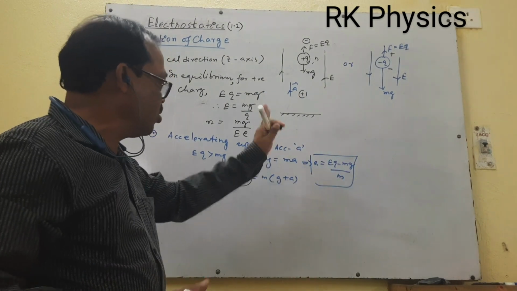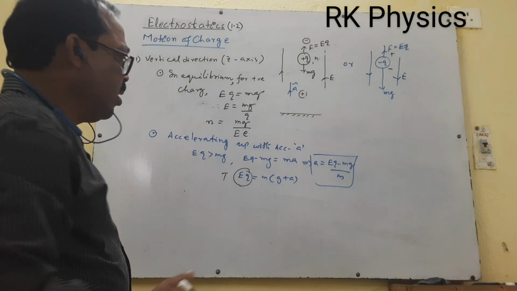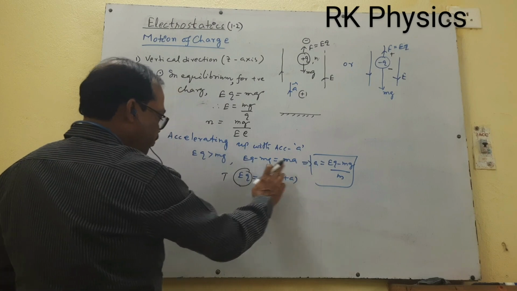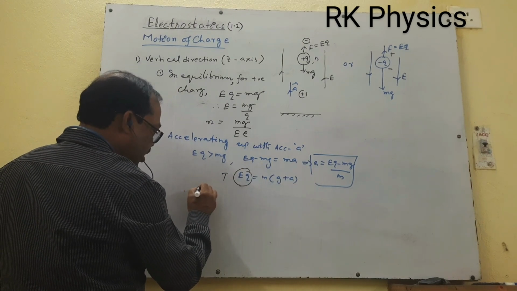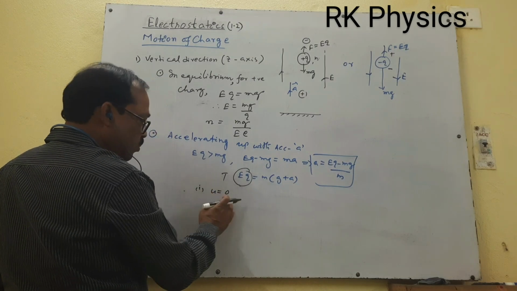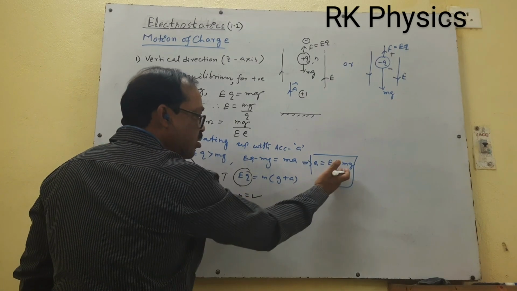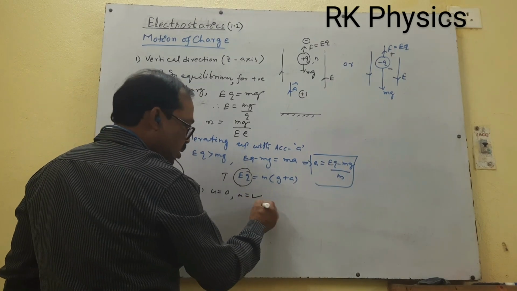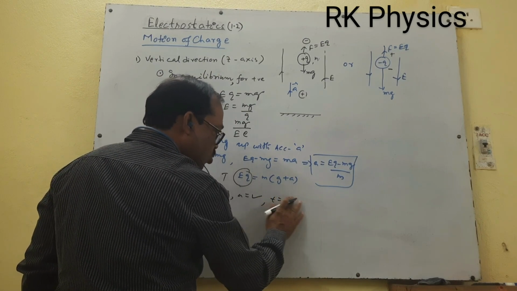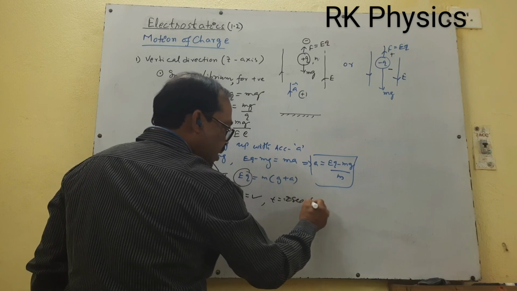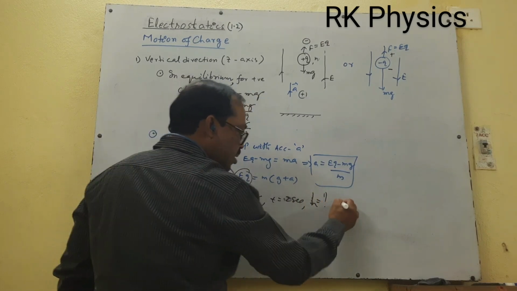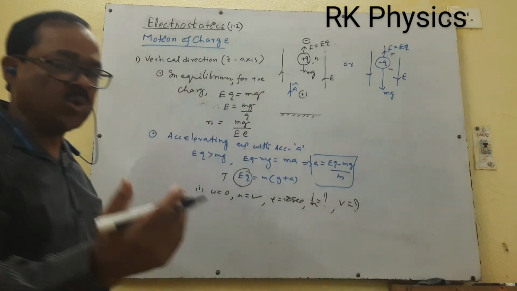Otherwise, you can use this formula. Now, if you are able to calculate the acceleration, then one condition: suppose a body starts from rest, the acceleration value is this. Now after time t equal to, suppose, 2 seconds, what is the distance traveled along the vertical direction and what is the final velocity?